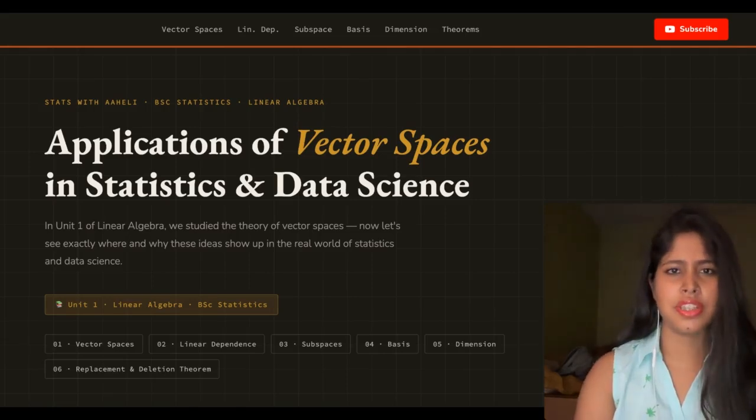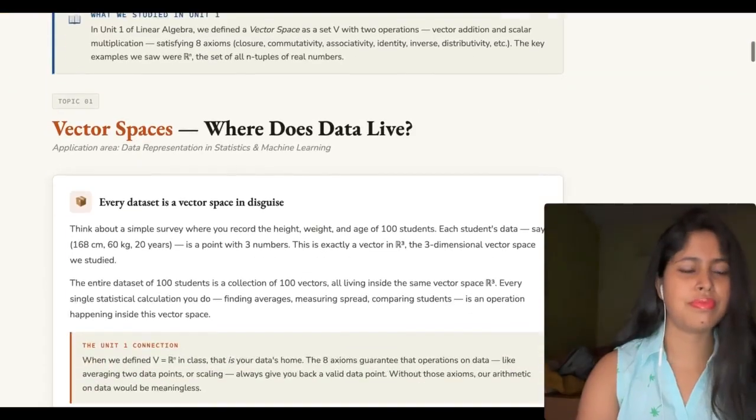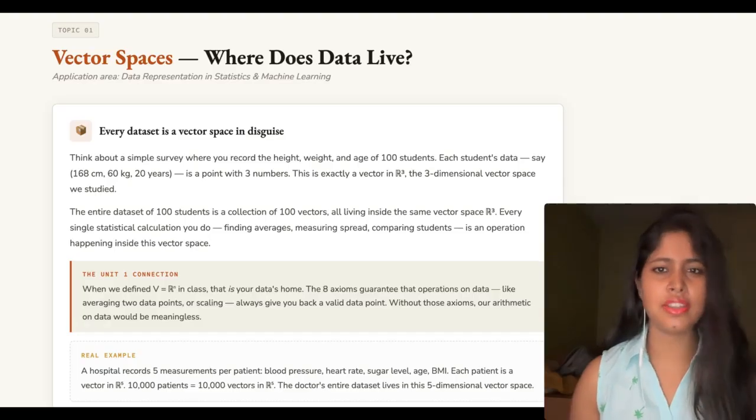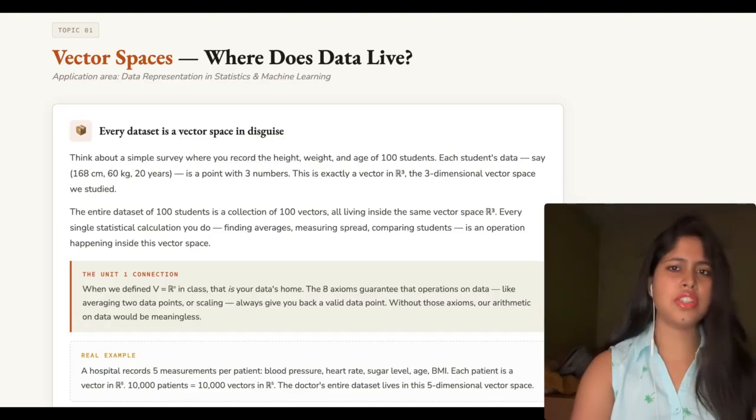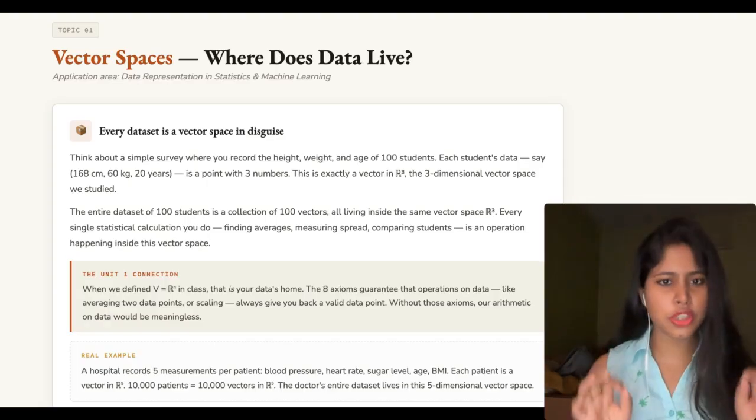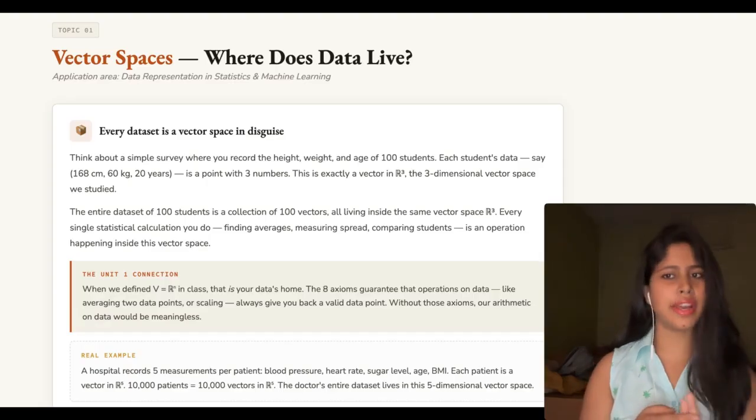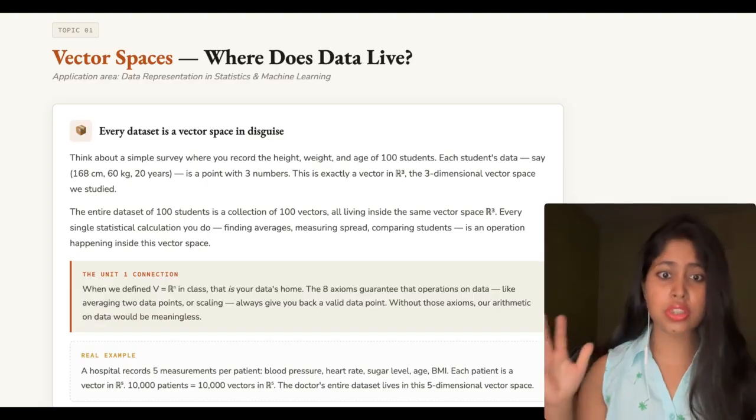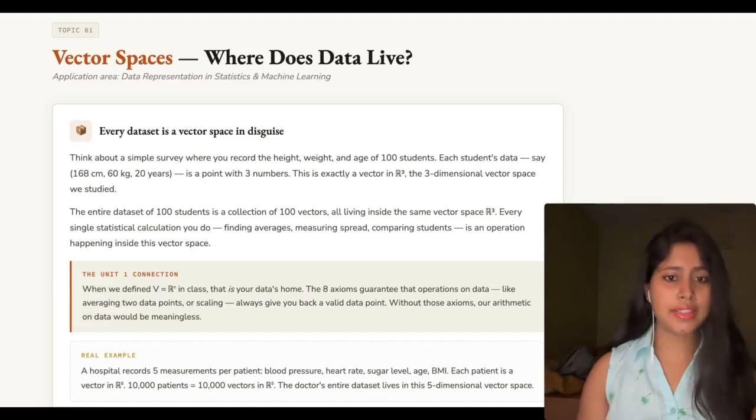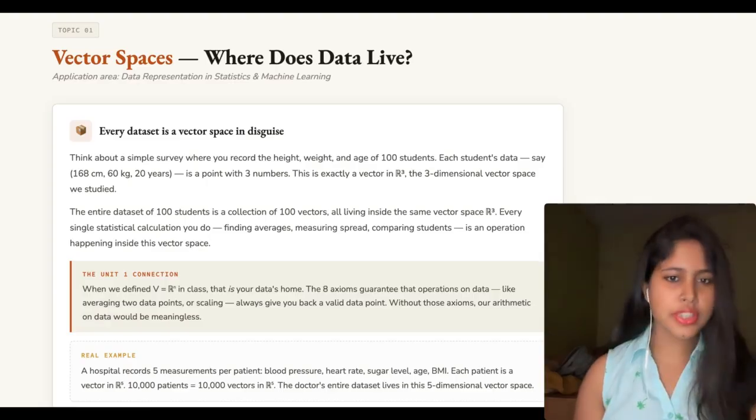Now let me start with this exact question. First is vector spaces. Where does data live? As you can see on the screen. For vector spaces, we first need to understand what a vector space is. We said a vector space V is a set with two operations. First is addition and then scalar multiplication. Then we need to satisfy those 10 axioms which we studied, right? The closure, commutativity, associativity, identity, inverse, and so many more, right? And the main example we worked with was Rn, the set of all ordered n-tuples of real numbers. Now, here is a big reveal.